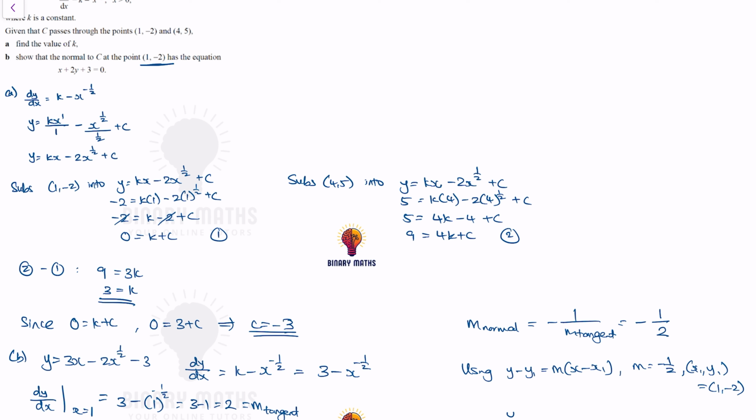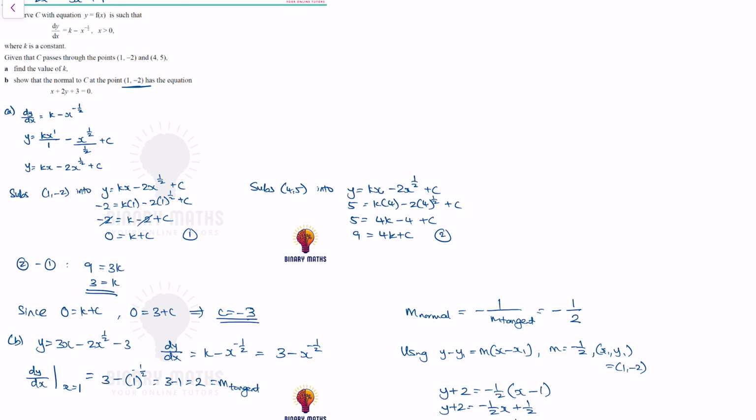I get y minus minus 2, which is y plus 2, is equal to m, which is minus a half, times x minus 1. So y plus 2 is equal to minus a half x plus a half. If I multiply everything by 2, I get 2y plus 4 is equal to minus x plus 1. All I need to do is clean this up, take everything to the left-hand side, so negative x becomes positive x, x plus 2y, 4 take away 1 is plus 3, which is equal to 0, which is what I wanted.